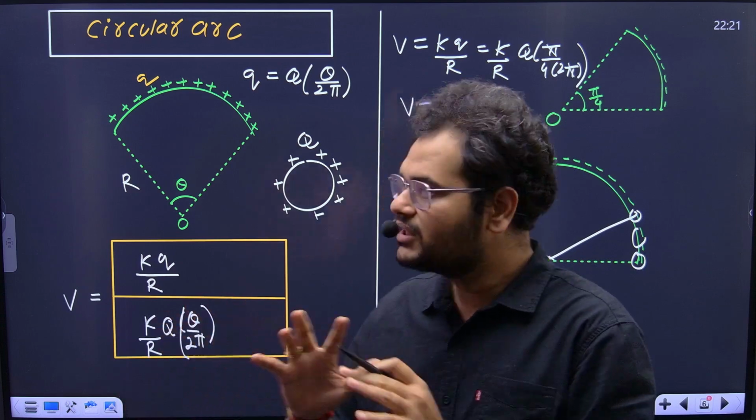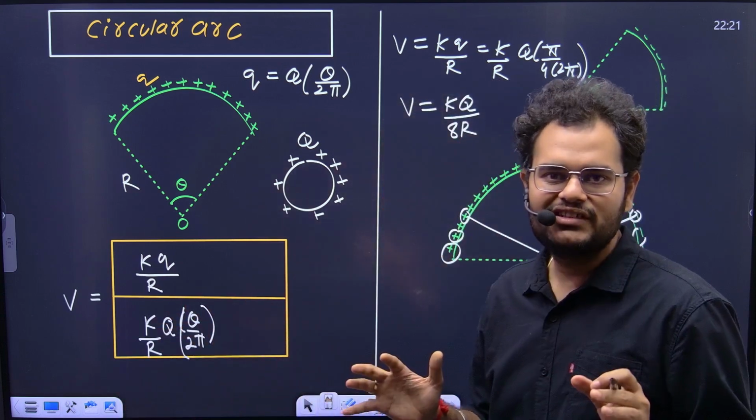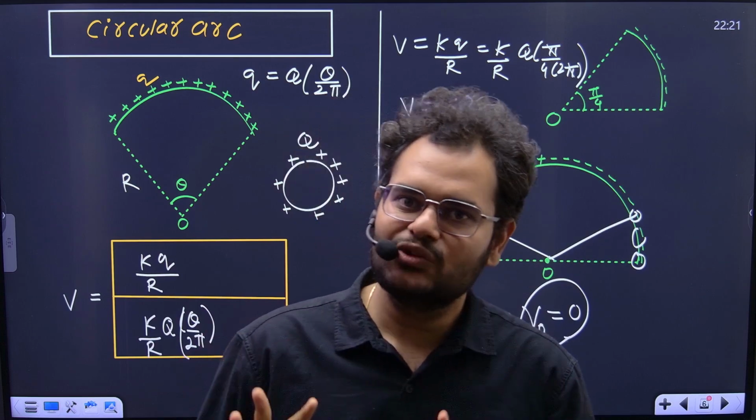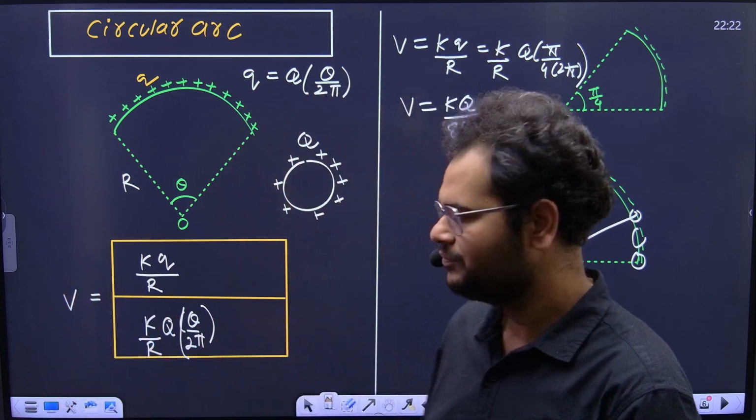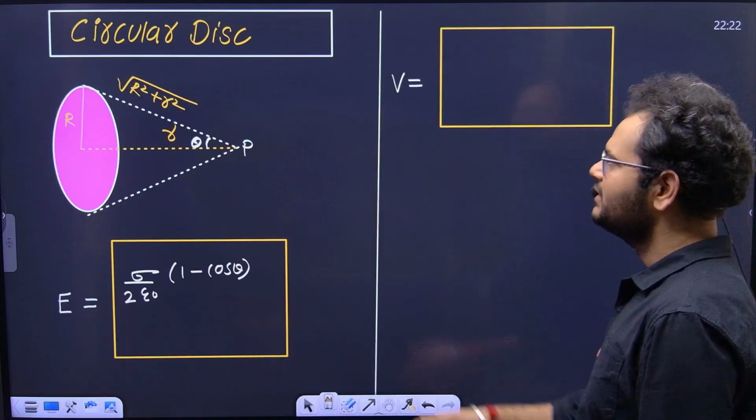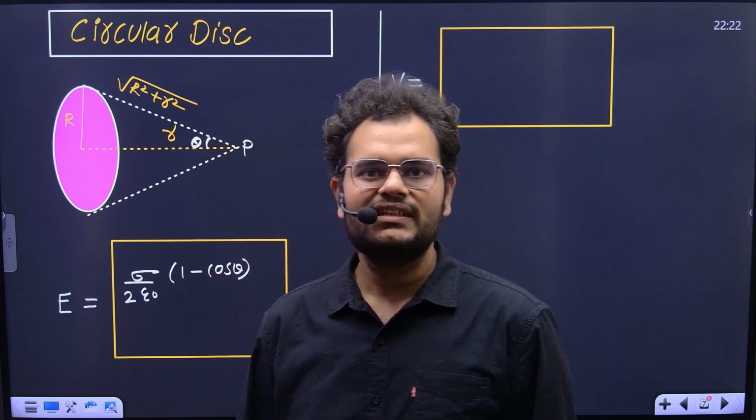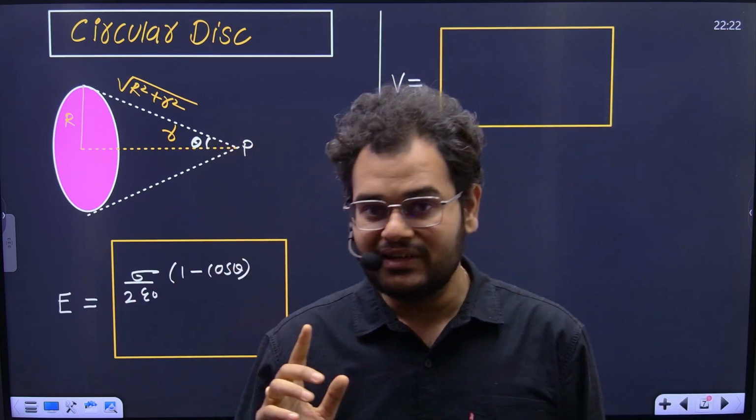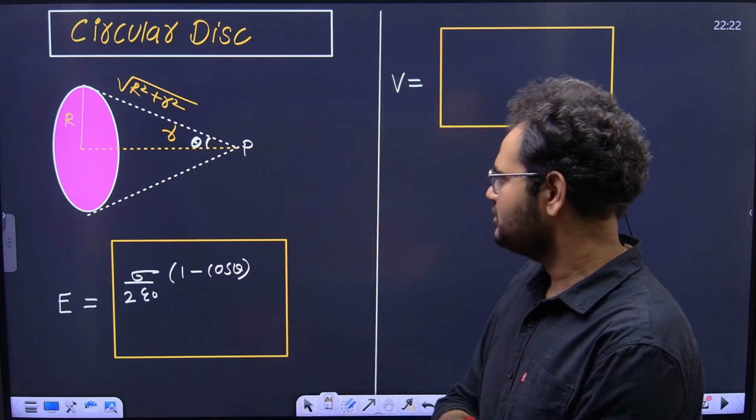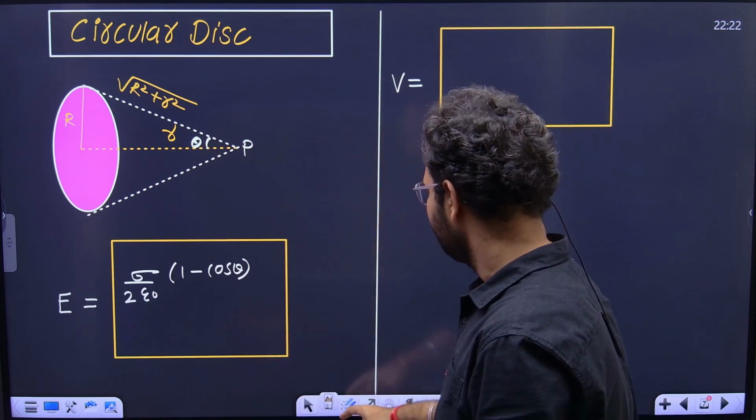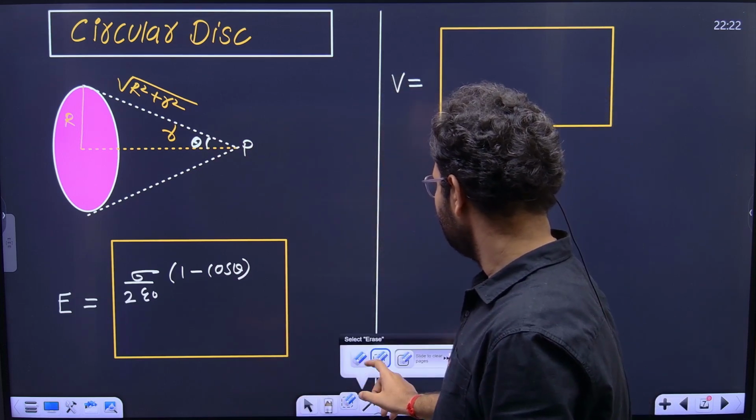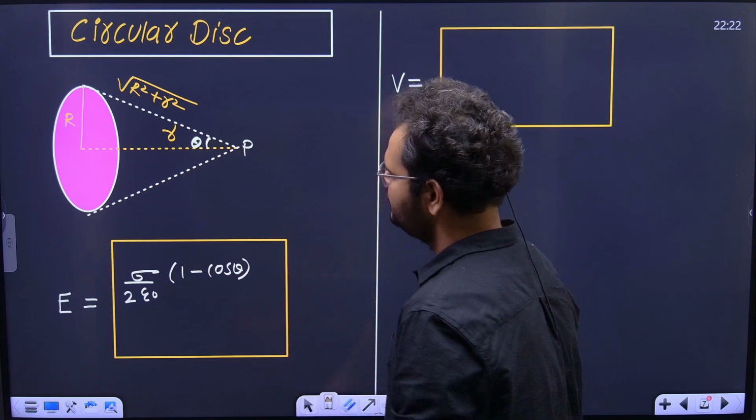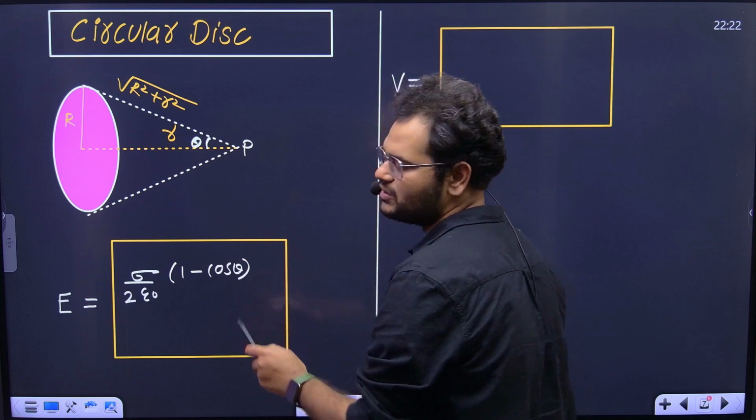So this is the complete concept of what we have discussed: ring, electric field, potential, then circular arc, electric field, potential. Now let us move to the next part, that is the disk. Sir, from this part not too many questions will come in your exam, but I will discuss, because if a question comes, then what to do. So what is the formula? How will you remember this? Sigma upon 2 epsilon naught, 1 minus cos theta. Let me discuss.